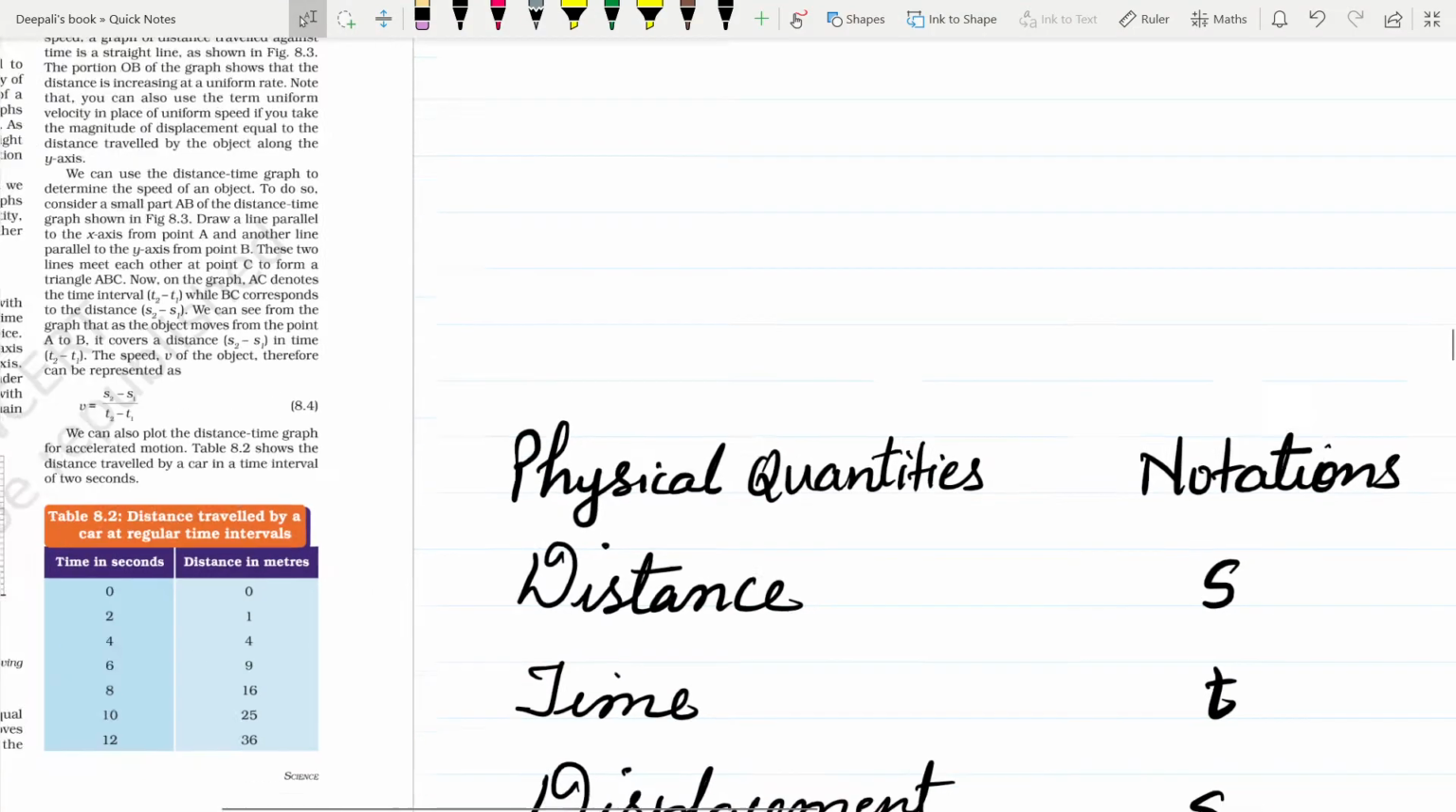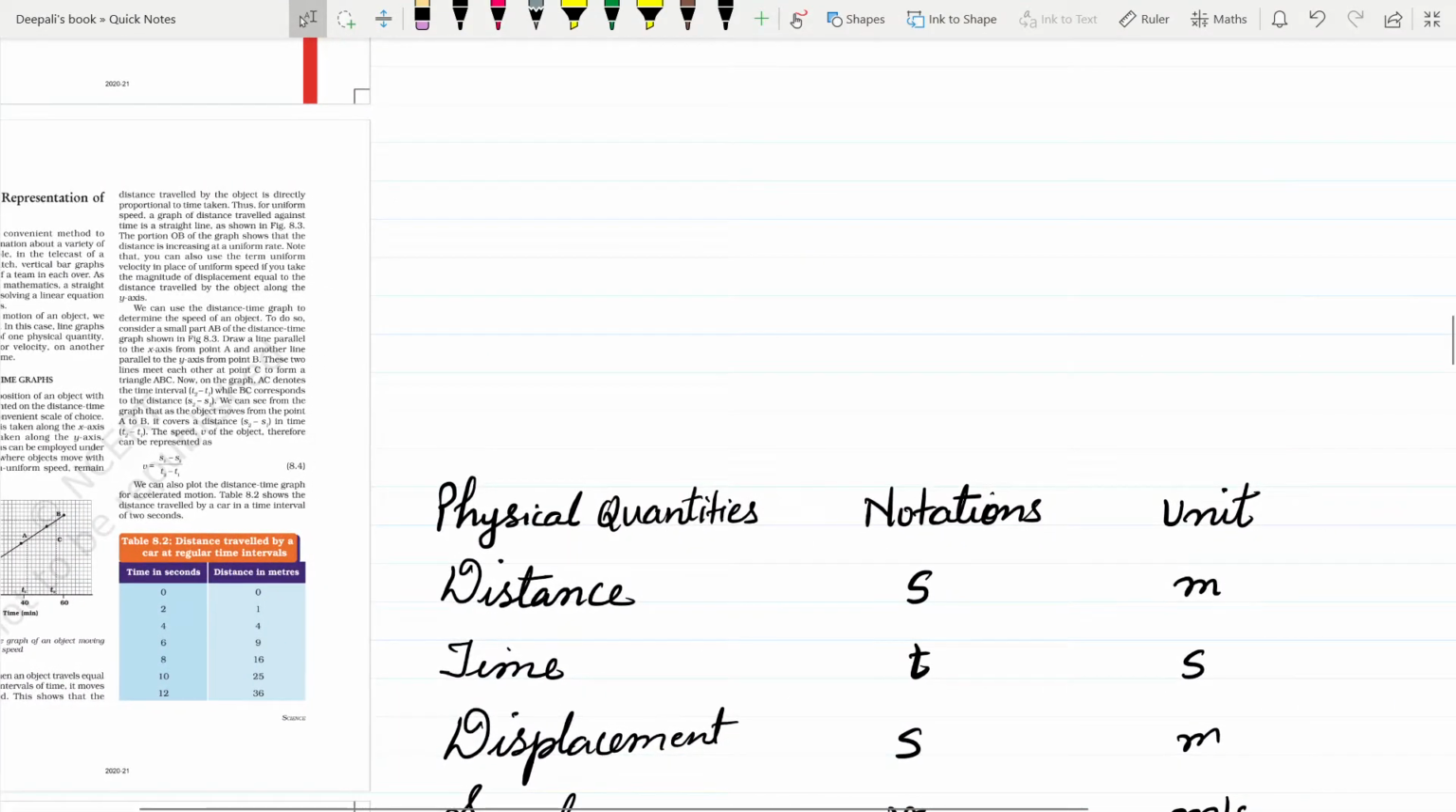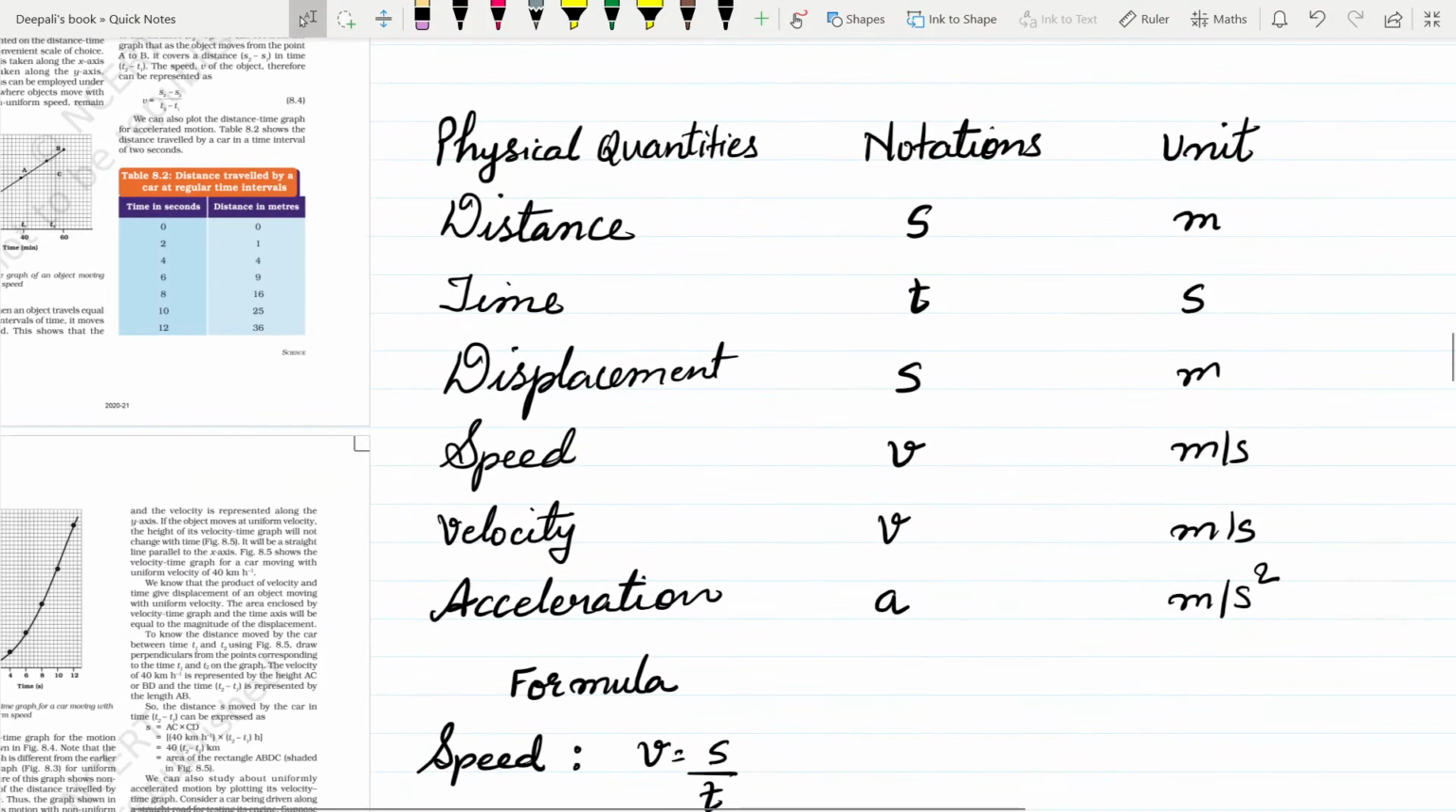Just to revise, the physical quantities which we studied were distance, notation for it is S and unit is meters; time t, unit seconds; displacement S, unit meters; speed v, unit meter per second; velocity v, unit meter per second; acceleration a, unit meter per second square.